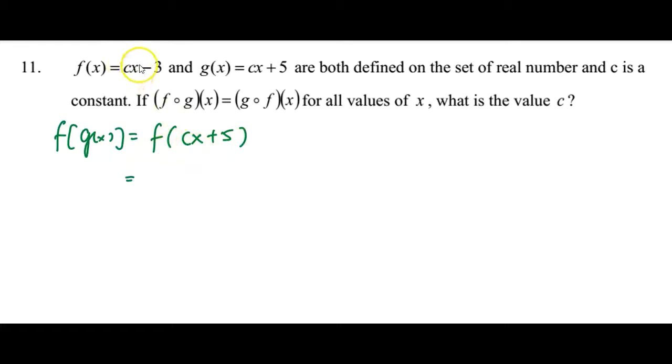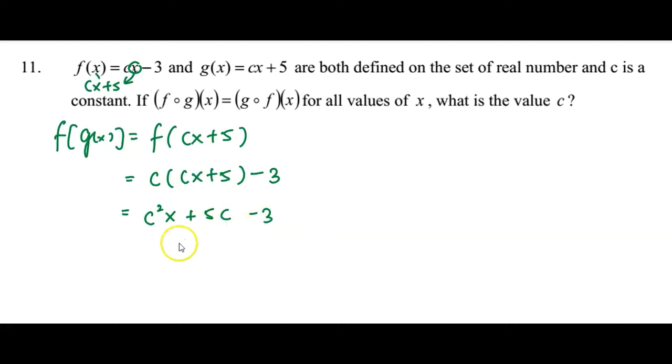Cx plus 5 means that this x will be replaced by cx plus 5. The same thing over here for this x. So I will have c of a cx plus 5 minus 3. And simplify, you will have a c squared x plus a 5c minus 3. This is my first function for the f of g of x.